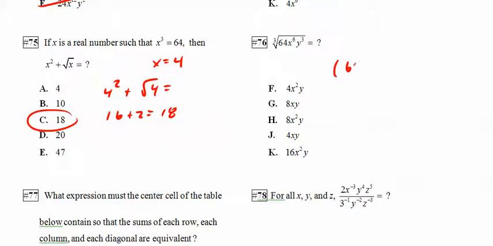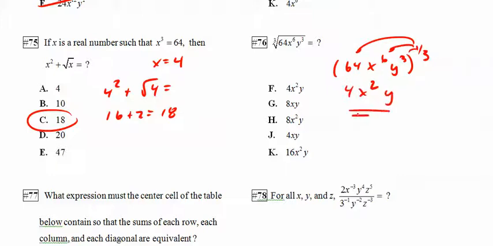Third root, that's the same as saying 64 x to the 6th, y to the 3rd, to the 1/3. If you put it here, we get 4. Put it here, we get x squared. Put it here, we get y.